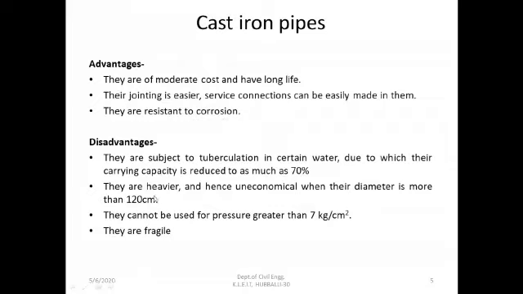And they have a few disadvantages as well. They may be subjected to tuberculation in certain water, due to which their carrying capacity is reduced by as much as 70%, and they are heavier and hence uneconomical when the diameter is more than 120 centimeter. At that time they become heavier for transportation, and laying of these pipes becomes difficult, and hence they become uneconomical. They cannot be used for pressure greater than 7 kg per centimeter square, and they are fragile. That is, they can break if they fall from a certain height.